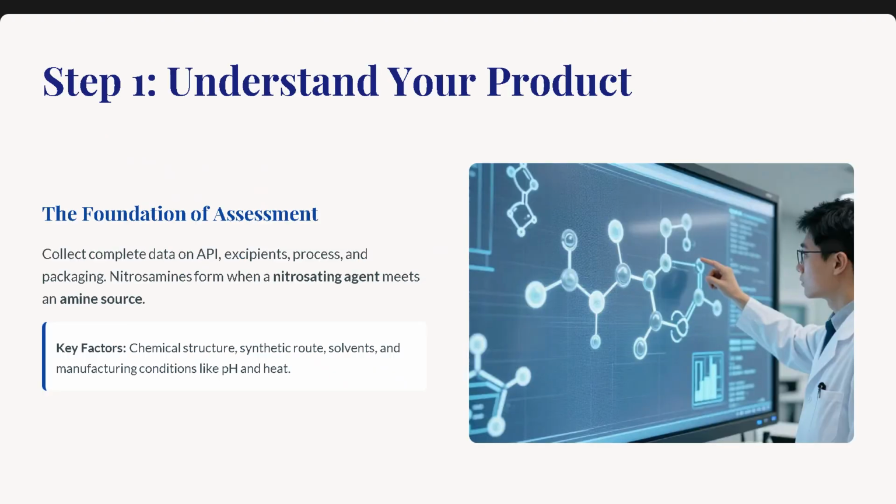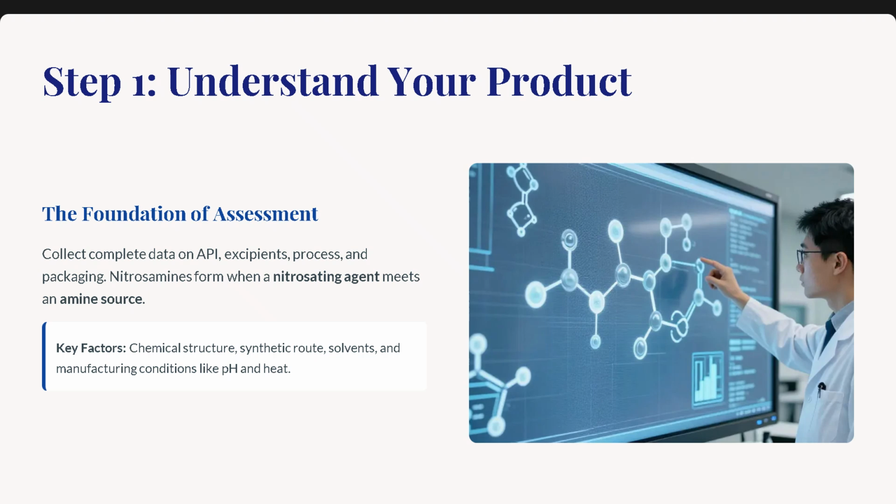Every good risk assessment begins with understanding your product completely. Think of yourself as an investigator. You need to collect detailed information about your API, excipients, manufacturing process, and packaging. Because nitrosamines form only when two key components are present: an amine source and a nitrosating agent. If both exist under suitable conditions, nitrosamines can form.